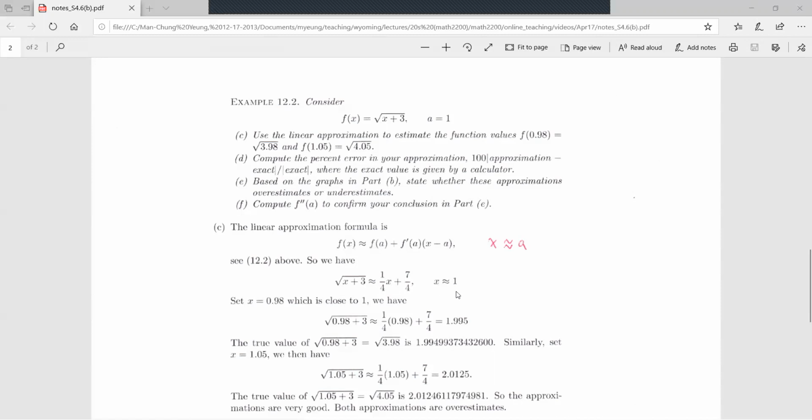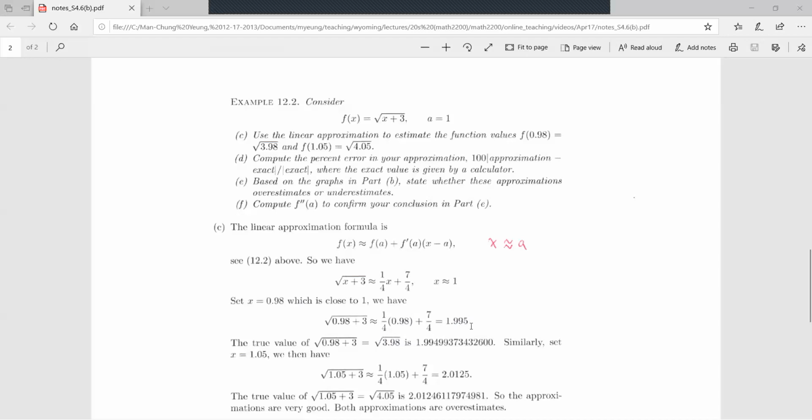Okay, now to estimate the function value at 0.98, I set x to 0.98 and plug in 0.98 in x here. So we get this approximation. By calculator, this sum is this number. This number is an estimate of this square root.